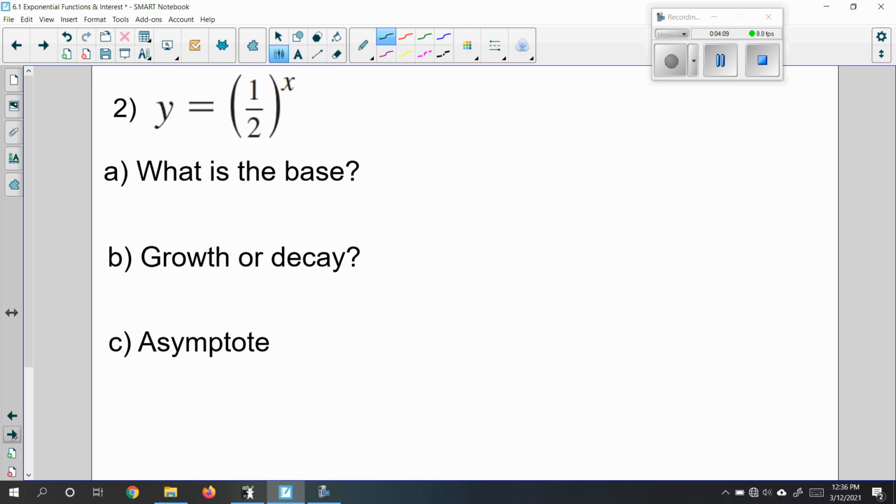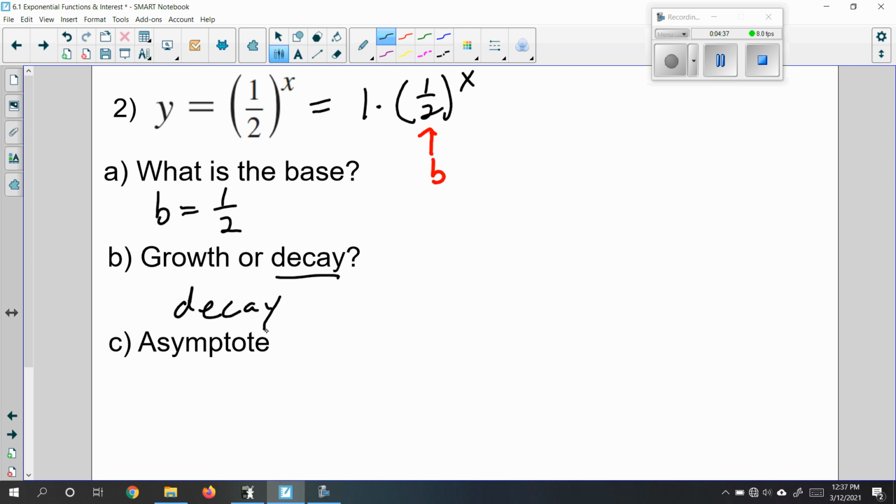In this example, again, a is 1. We can write this as 1 times 1/2 to the power x. This is b, also known as the base. So in this example, the base is 1/2. Since the base is less than 1, this represents a decay model. And since there are no up or down transformations, we haven't talked about those yet, the asymptote is y equals 0.